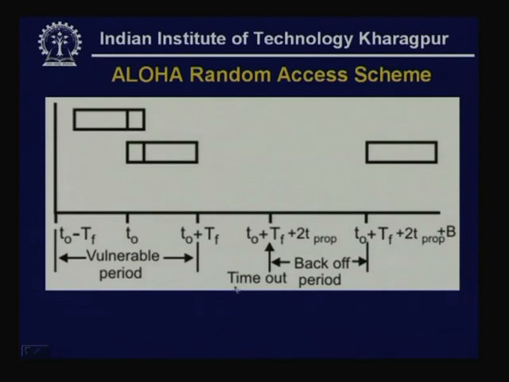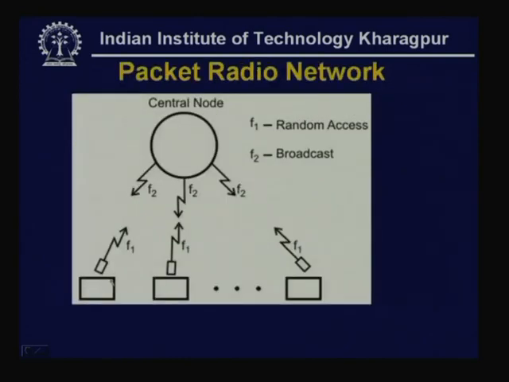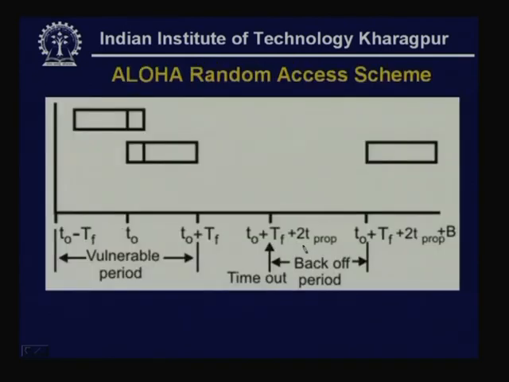Then there is a maximum propagation time. We have seen that from the terminal the packet will go to the central node, and from the central node it will come back here. So, this round trip delay is essentially 2 into t propagation time. This is the timeout period. That means after the vulnerable period, you can see here T0 plus Tf and 2 Tf. After a transmission, this is the vulnerable period, and within this time, T0 plus Tf plus 2 Tf, all other stations will come to know that a collision has occurred.